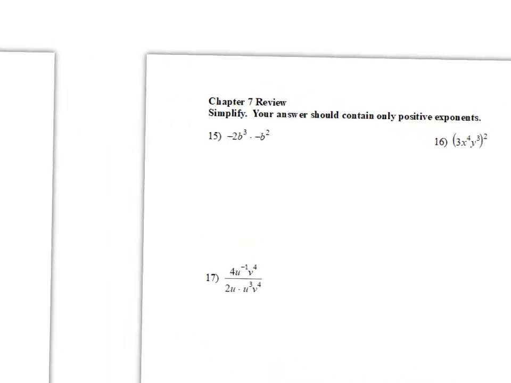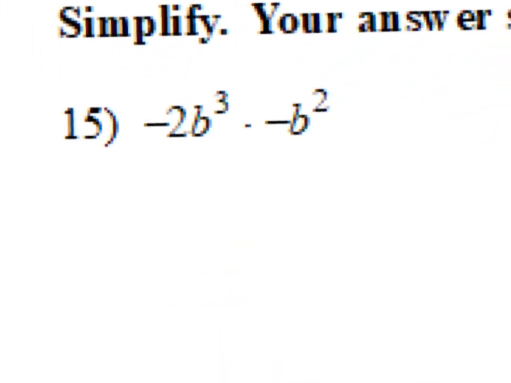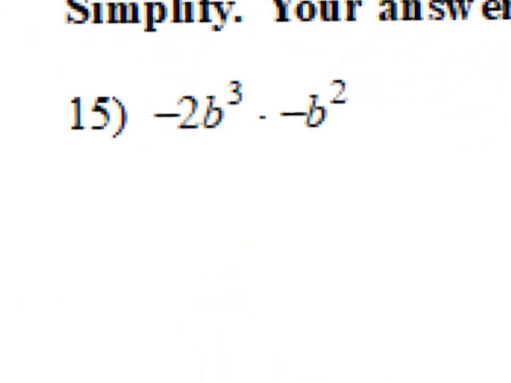Okay, let's go ahead and go to the last page here. A little bit of chapter 7 review. All right, so side by side, add your exponents up. So we're going to add the little guys, right? The big guys out front, we still multiply. So negative 2 times negative 1 is just positive 2. B's, I've got 5 of them. So side by side, add.